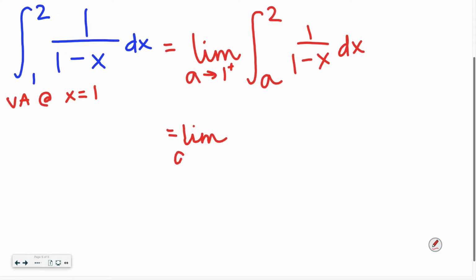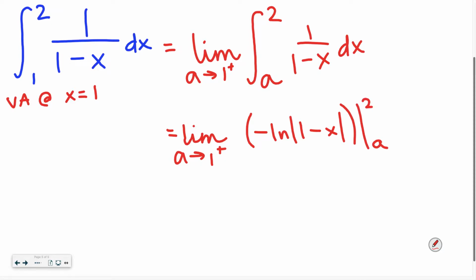So we have the limit as A approaches 1 from the right. What is our antiderivative? Negative natural log of the absolute value of 1 minus x. Negative because of that u substitution we would have to do, that we can really do in our head, right? Wouldn't it just be because you take the derivative inside? Yeah, but if this were x squared, then you can't really use that as a rule. So it's more the u substitution, even though we don't do the u substitution.